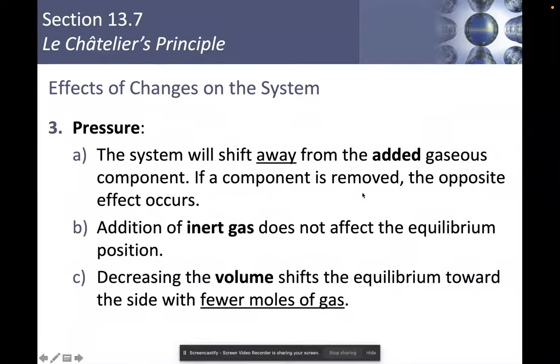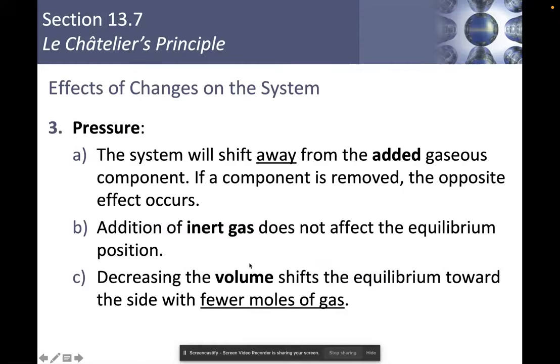If you remove a gas, it will try to replace the gas and make more of whatever you removed. Now that's only true of non-inert gases. If you add an inert gas like helium or something, it will not have an effect on the equilibrium at all. What if we change the volume, right?